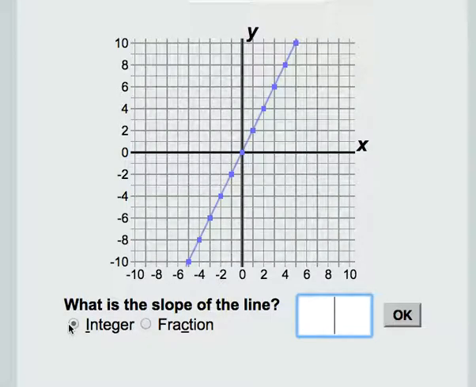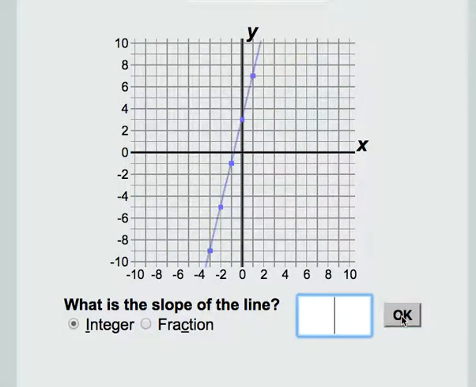What is the slope of the line? Now it's asking me, is it going to be a fraction or an integer? So let's have a look here. We can see the gradient between these 2 points. Let's start here at 0. It rises 2 and it runs 1. So it's going to be a whole number, 2 divided by 1 is 2.